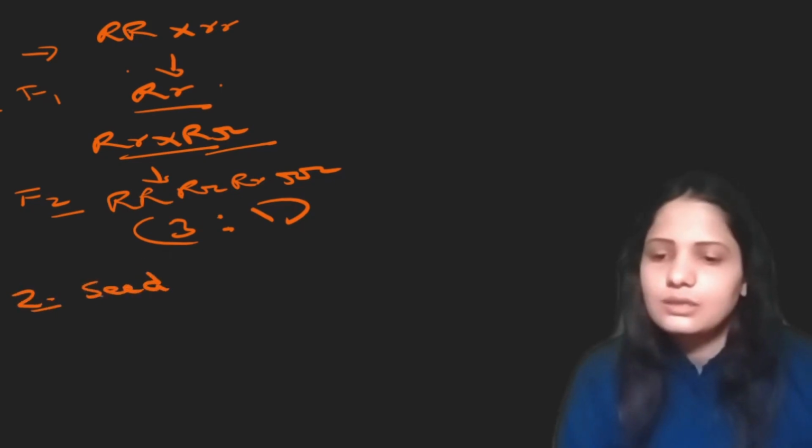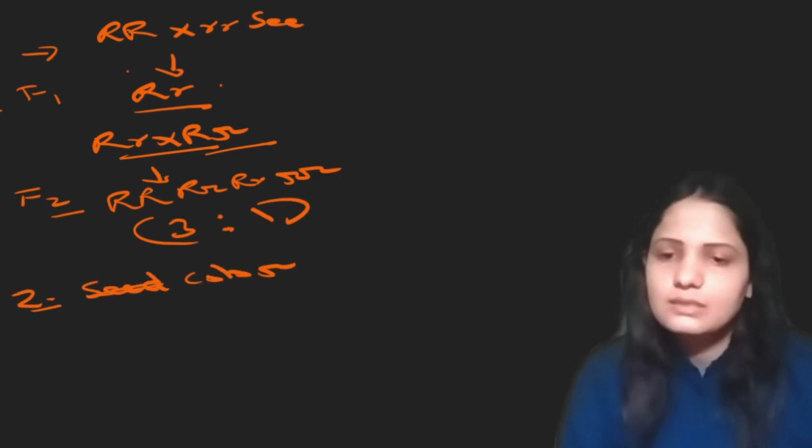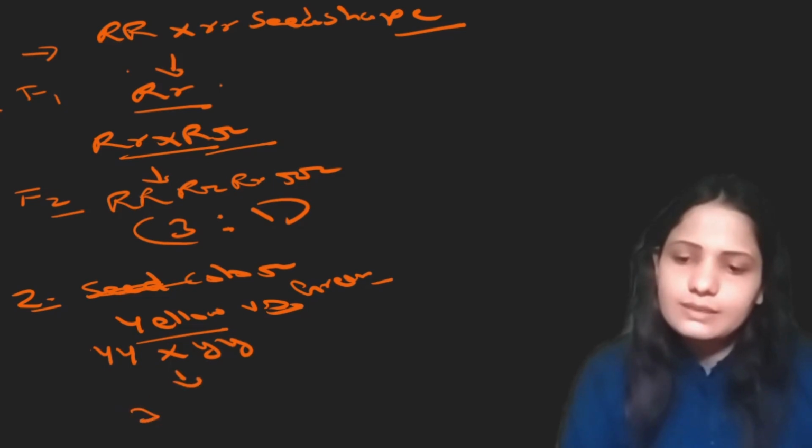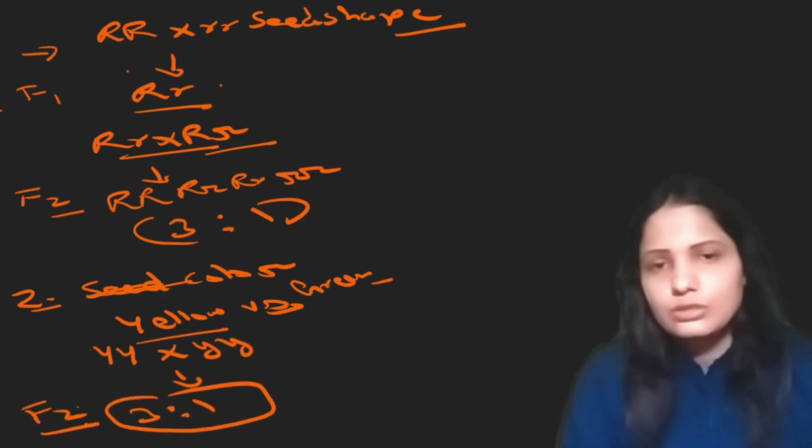The second trait is color; the first was the trait of seed shape. In color we have yellow and green, and yellow is dominant over green. Same as before, we perform a monohybrid cross for color, yellow into green. In the second generation we again get the ratio 3 is to 1. This is the F2 generation ratio, 3 is to 1.